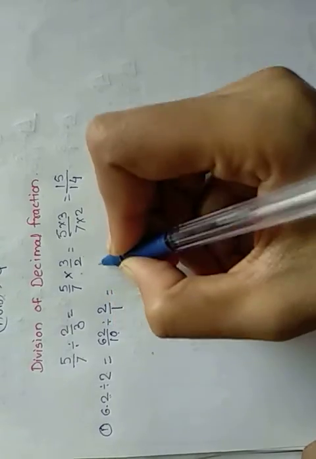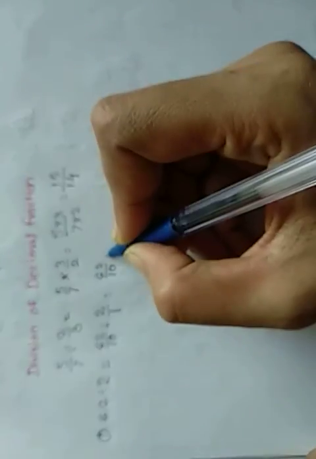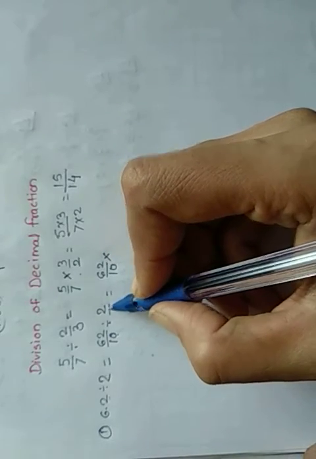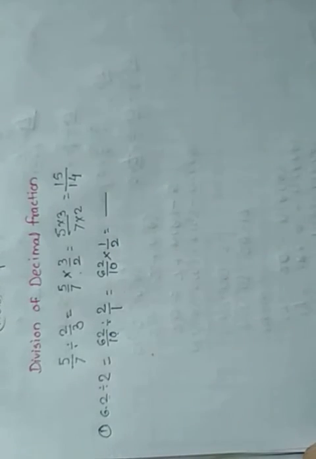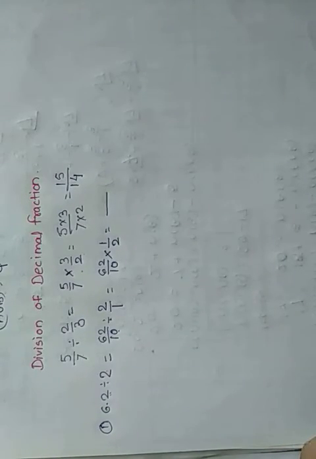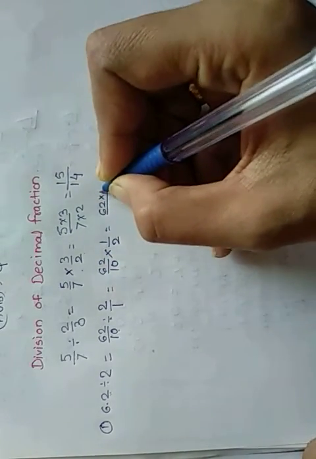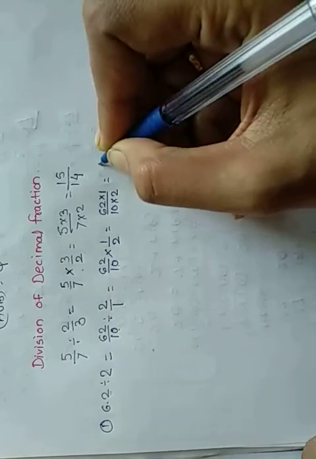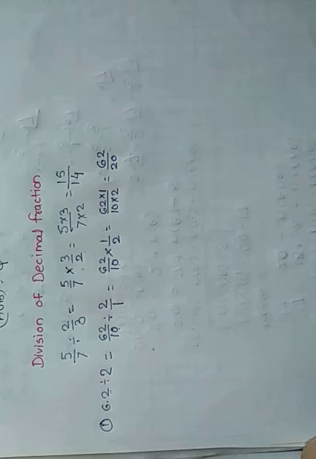Now write down this 62 upon 10. Convert this division sign into multiplication and take the multiplicative inverse of 2 upon 1, that is 1 upon 2. Now the multiplication, as per the multiplication rule, numerator with numerator, that is 62 multiplied by 1, and denominator with denominator, that is 10 multiplied by 2. So the answer is 62 upon 20.